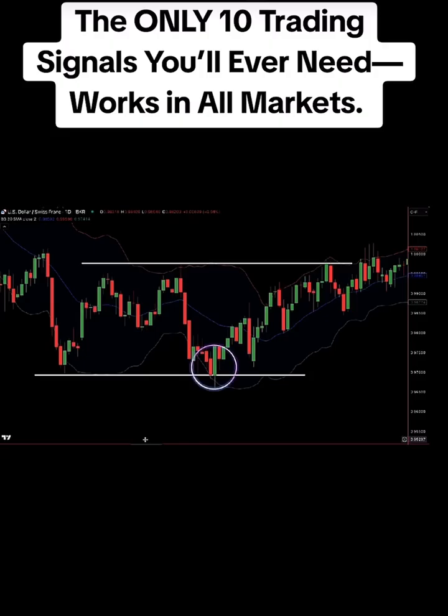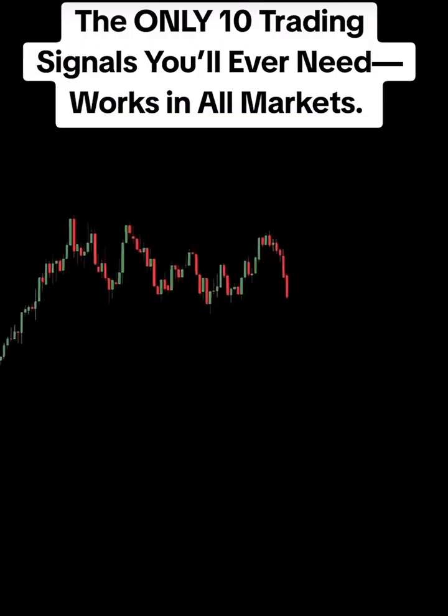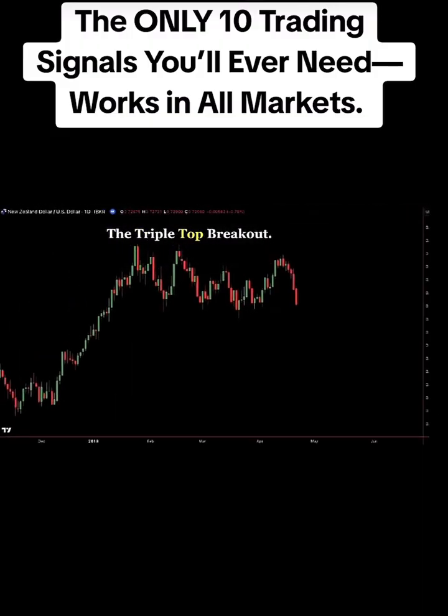And also touches the support level. It rejects strongly, forming a reversal and heading back up toward the upper band. When support lines up with the lower Bollinger Band, it gives us a high-confidence buy setup with tight risk and a clear target. The next trading signal is the triple top breakout.